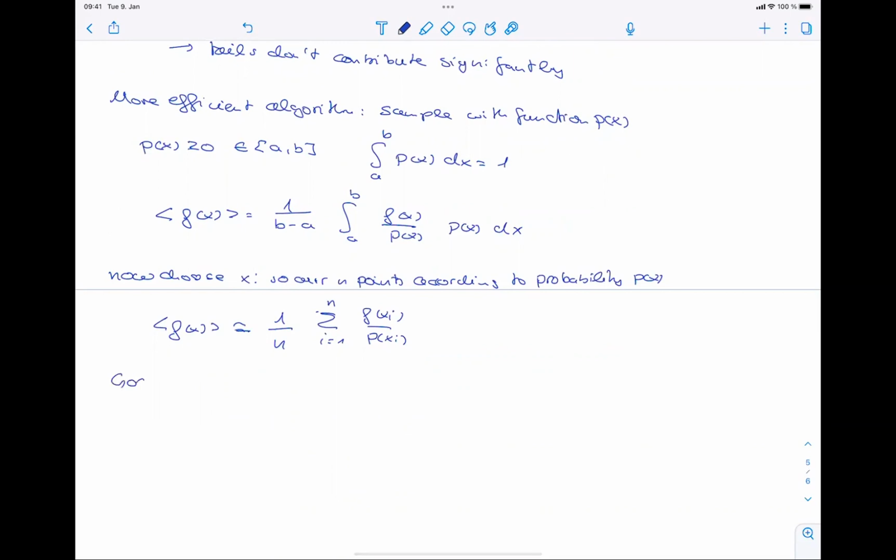But now my trouble is, what is a good choice for p of x? Well, the ideal choice would be to sample really along the lines of my f of x, right? Because then I would make sure that I really sample those points a lot that are contributing a lot because they are big. And that's the idea of importance sampling.